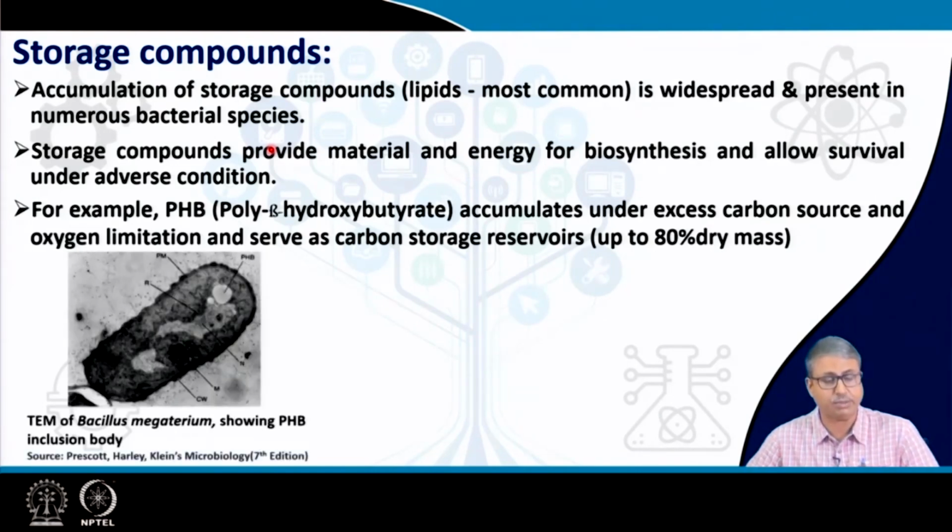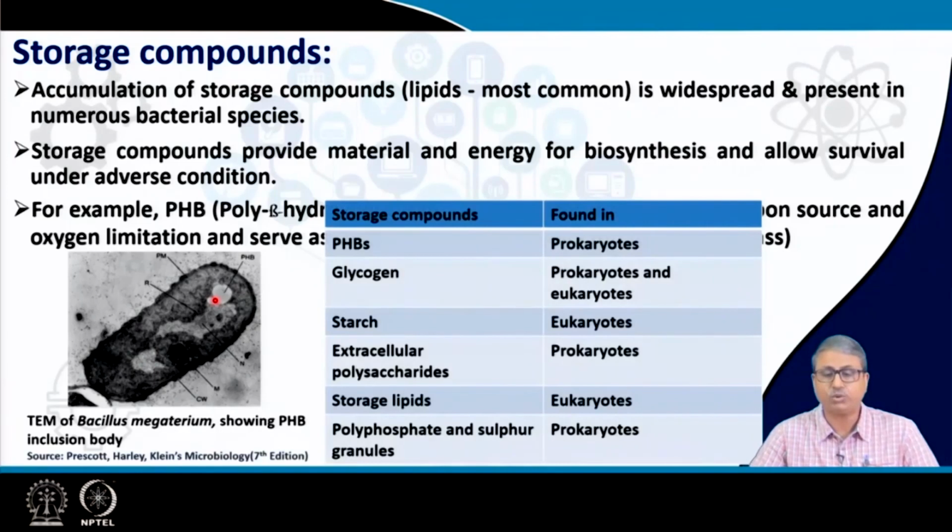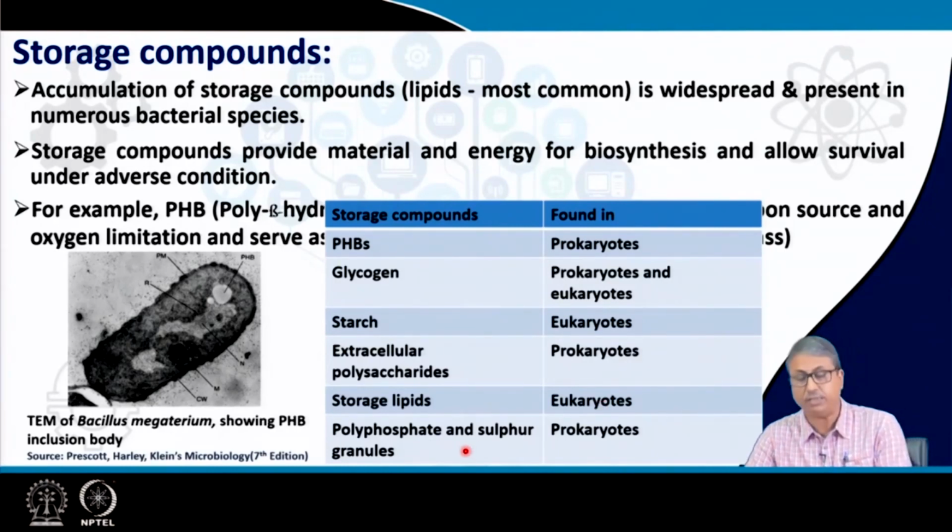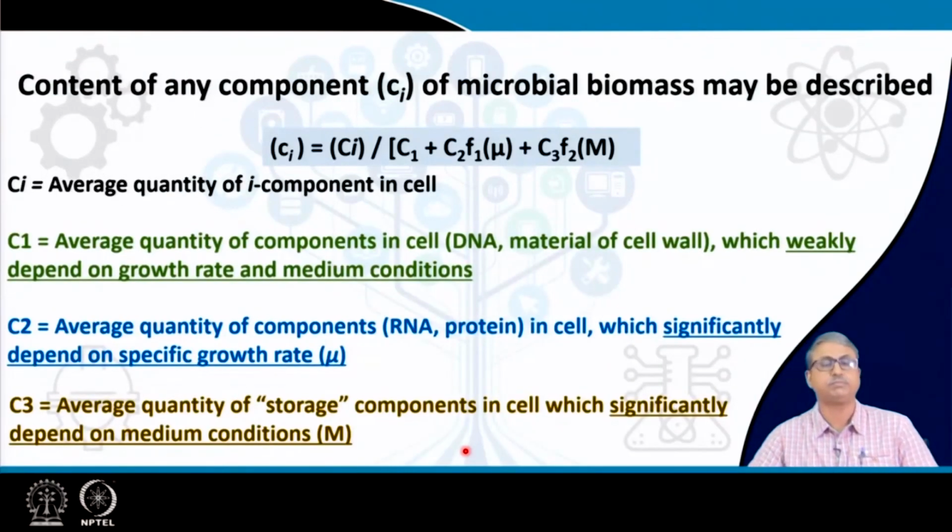And here is the picture for the Bacillus megaterium, which indicates the presence of the polyhydroxybutyrate like deposits. Now, as I mentioned, storage compounds might vary from polyhydroxybutyrate present in many prokaryotes, glycogen present in both prokaryotes and eukaryotes, starch present mostly in eukaryotes, extracellular polysaccharides present in prokaryotes, storage lipids present in eukaryotes, and polyphosphate and sulfur granules which are present in different types of prokaryotic organisms.